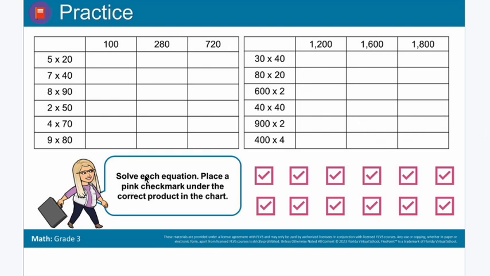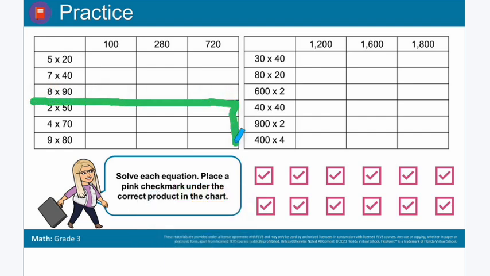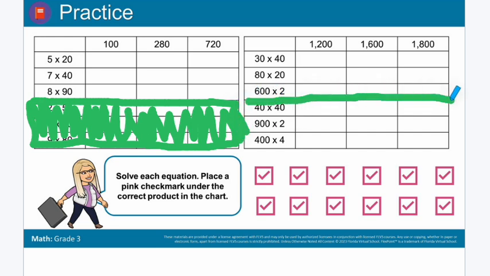So let's check this. This says solve each equation, place a pink check mark under the correct product in the chart. So if you have 5 groups of the number 20, 7 groups of the number 40. So here's what we're going to do. We're just going to do the first 3. So I'm going to shade this in. So we're not going to worry about that one. Same thing over here. We're just going to do the first 3.